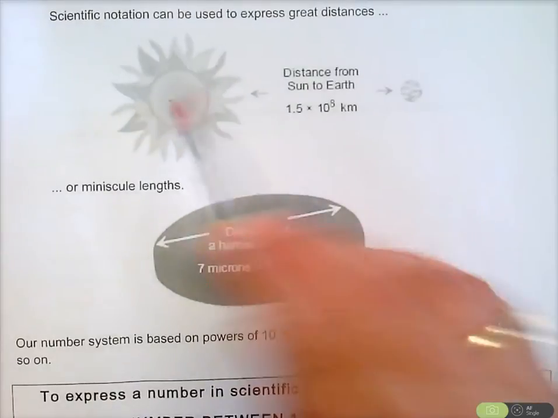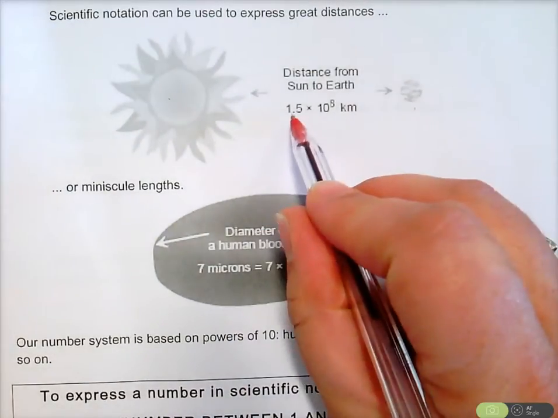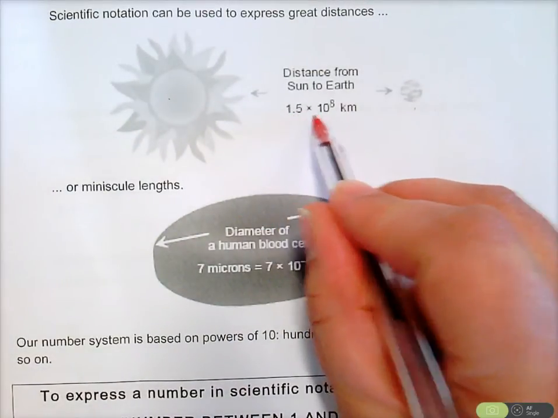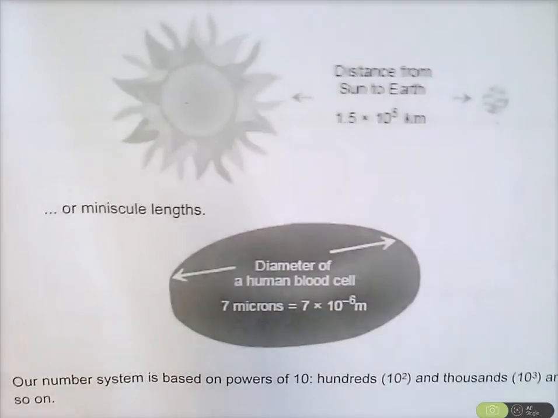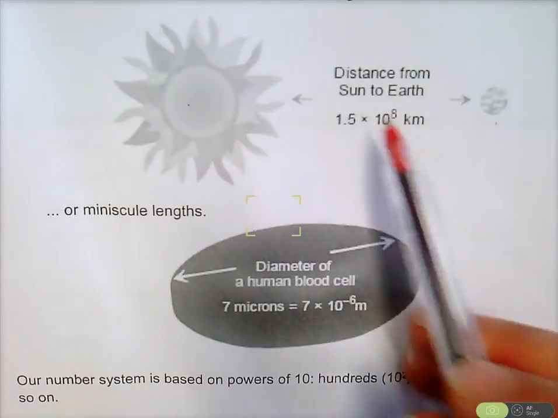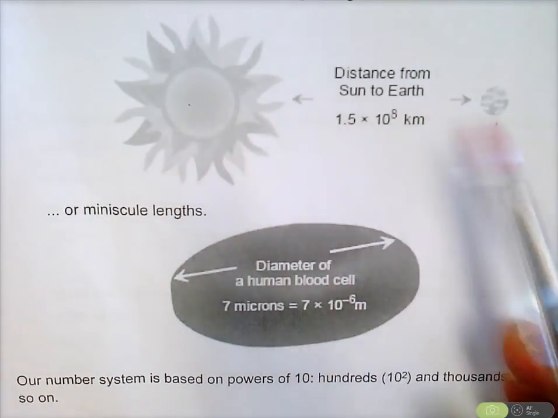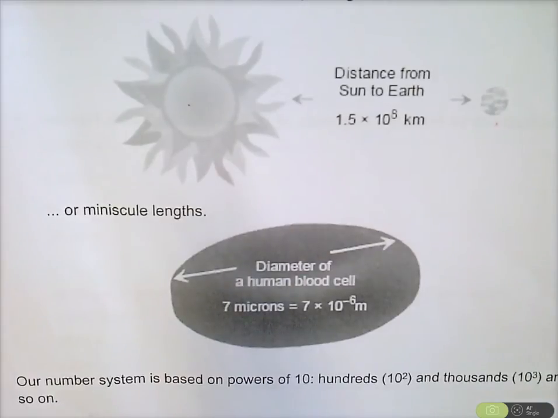I'm not sure if you've seen these in science yet, but here is an example. There's the sun, there's the earth. The distance is 1.5 times 10 to the power of 8 kilometres. So the distance from the earth to the sun is 1.5 times 10 to the power of 8. Does anyone know how I would write that as an ordinary number?